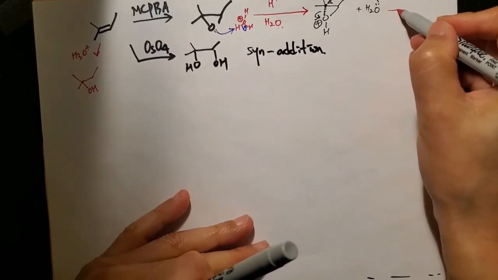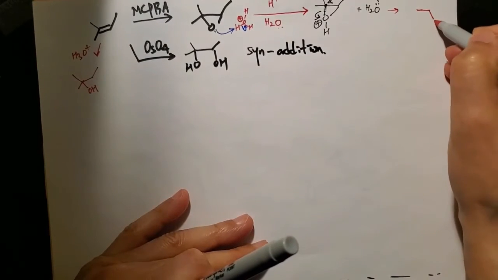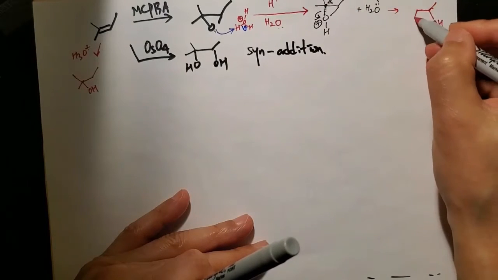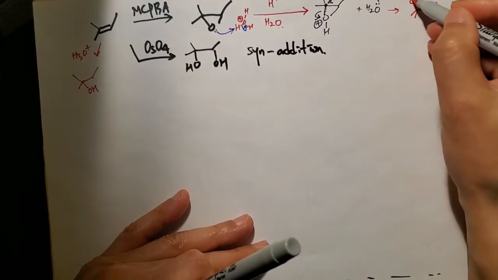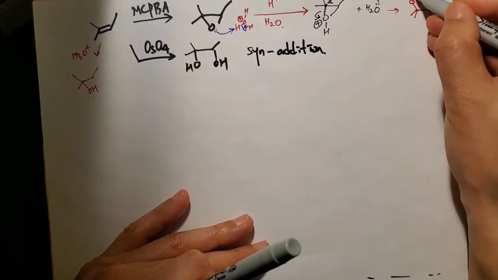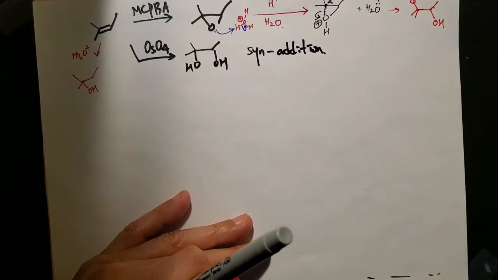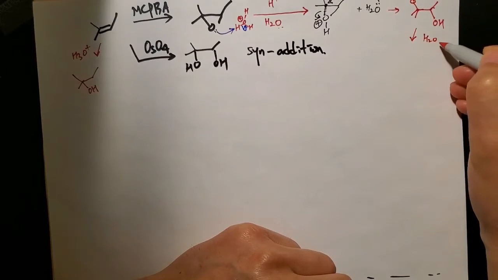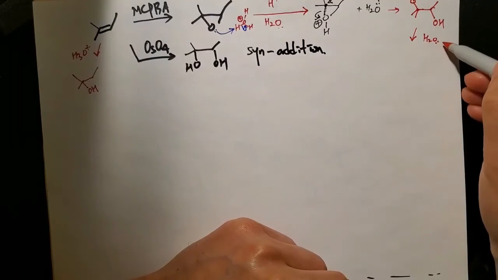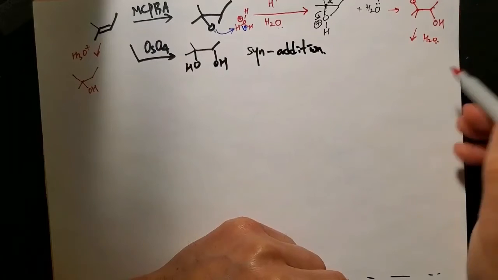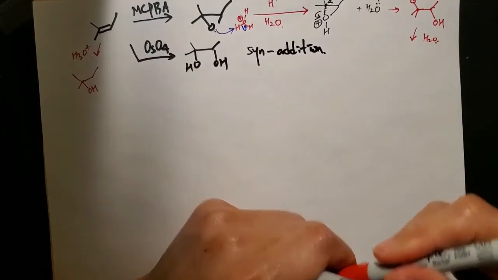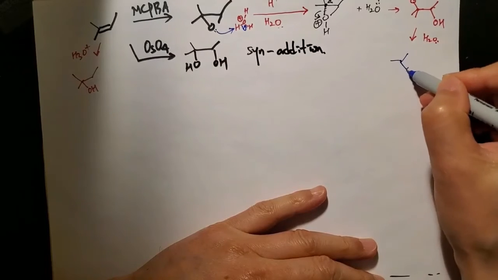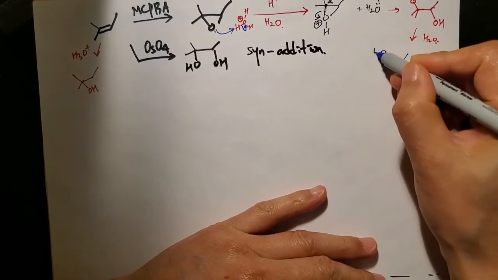Then you get this OH sitting down here, and then those two groups pushed down, and the water stays up there in anti. Then another water molecule, there is plenty of water as a solvent, attacking hydrogen and giving electron to the oxygen. Then you can form anti-diol.